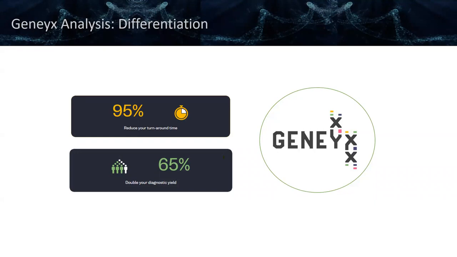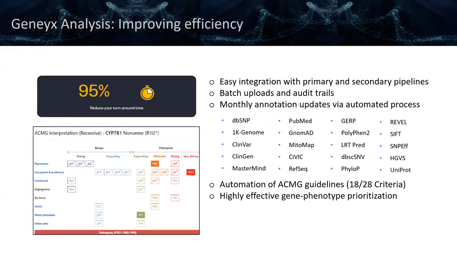So in terms of reducing the turnaround time, really what we're talking about is improving efficiency. As mentioned, we have easy integration with primary and secondary pipelines. But one of the things that is a great utility of the software is the ability to batch upload and perform audit trails. So for high throughput environments, you have the ability to upload multiple samples at a time. But we also have really nice management capabilities where if you wanted to get information in terms of when a case was imported, what genetic model or protocol was used, if a modification was made, or even when a report has been generated, we have really nice audit trails that provide you that information.